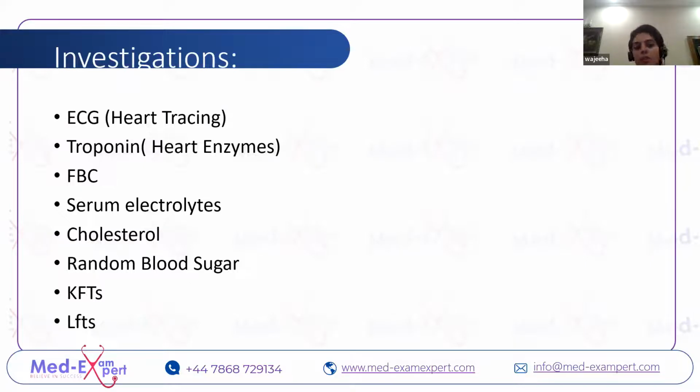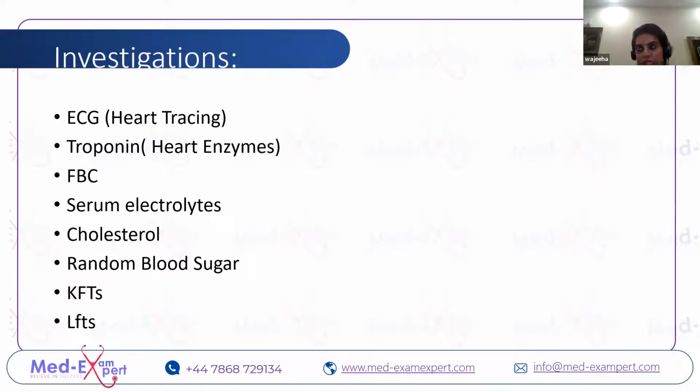So doctors, what do the doctors do, right? Now, this is an important thing. Heart tracing, everyone knows that they need to do that, and it's very important for you to pass the station, as well as heart enzymes. But again, what do the doctors miss? They don't verbalize the cholesterol and the random blood sugar. If you don't find out the risk factors, doctors, how are we going to come to know what's wrong with the patient? You don't treat the cause. How are we going to find out what initially caused a heart attack in the first place, right?